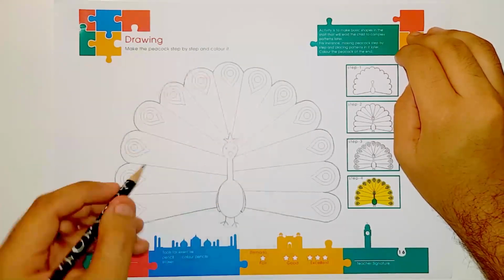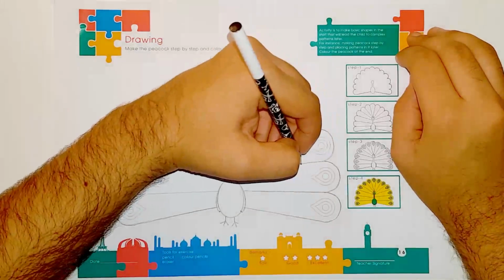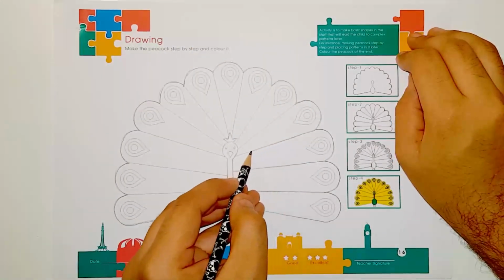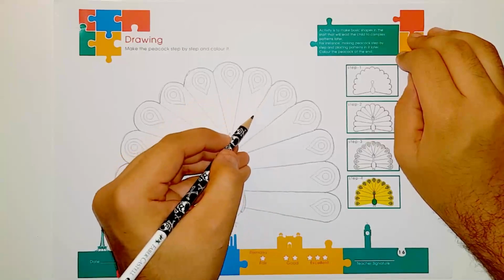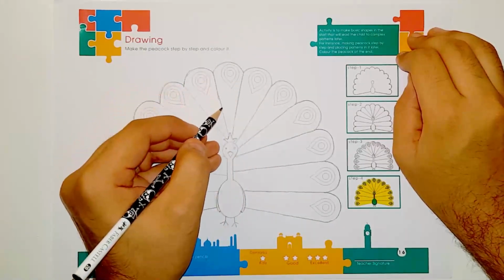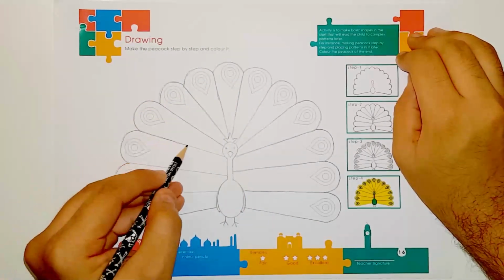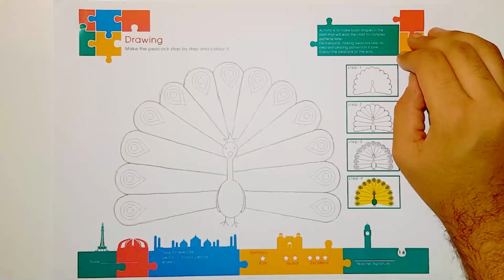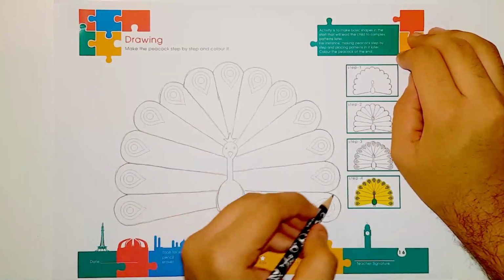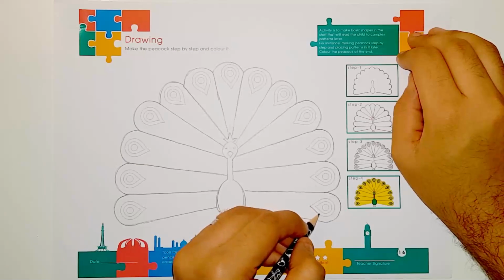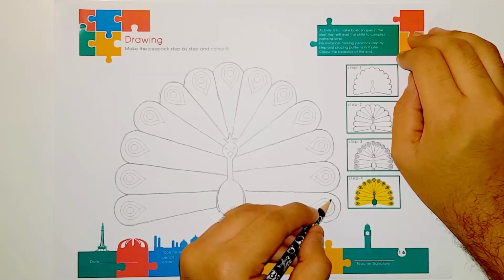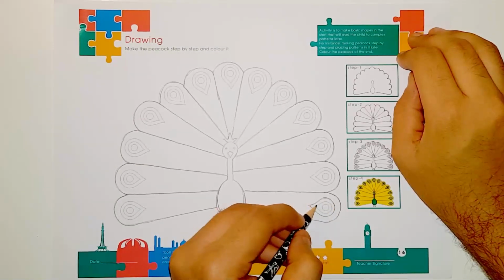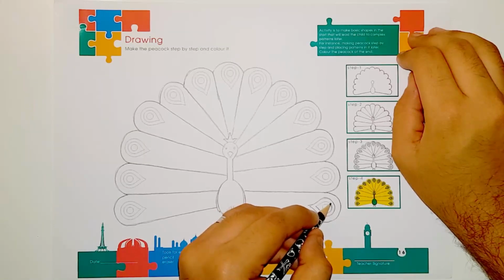At the second step, we will separate the parts of the peacock's wings with a pencil. At the third step, we will give an outline to the small shapes that are there in every part.